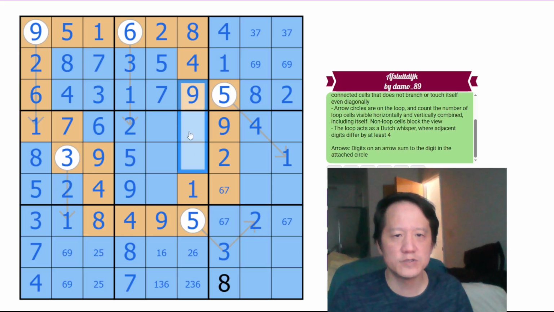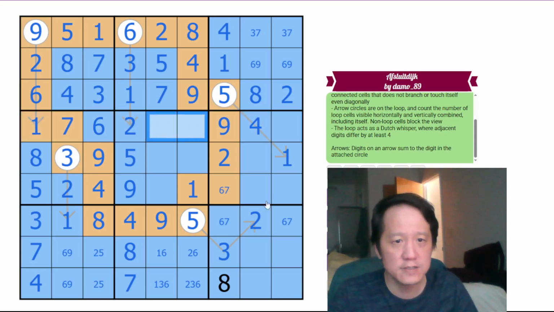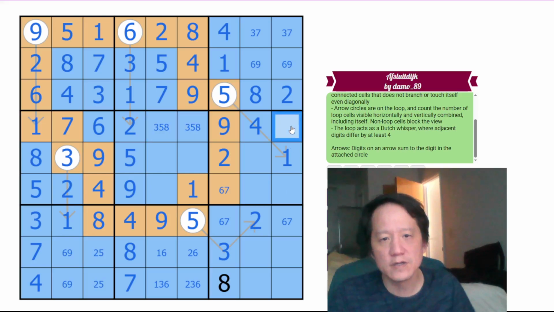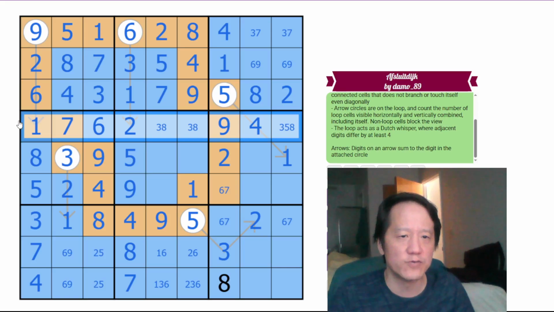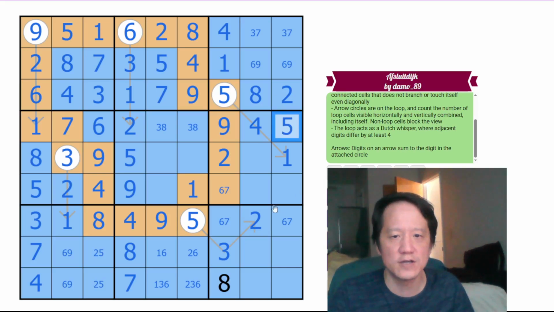Actually, let's do row 4. What are the remaining digits? It's 3, 5, and 8. Well, this can't be 5. This can't be 5. We now have a 3, 8 pair in row 4, which eliminates 3 and 8 from the rest of the row. So this is 5.